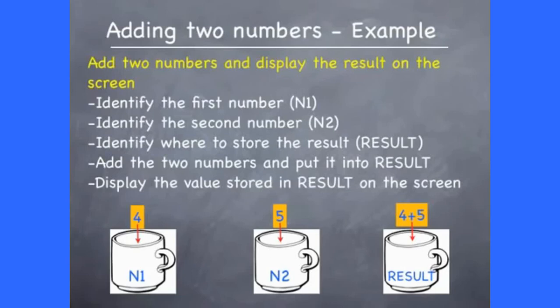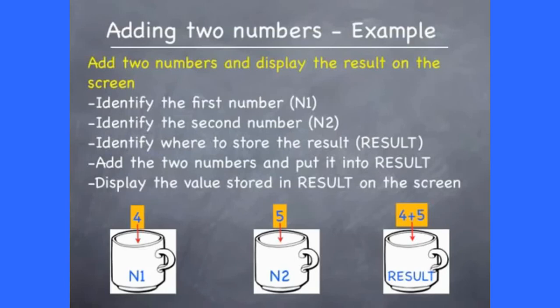We begin with identifying the first number. This is then followed by identifying the second number. You then identify how you want to store the result of the addition, so you create a store or a container for the result. This is identified by a name, result. We then add the two numbers by performing the addition operation. The result of the addition is then put into result. Finally, you can display what is contained in result, which would be the value generated by the addition of the two numbers.